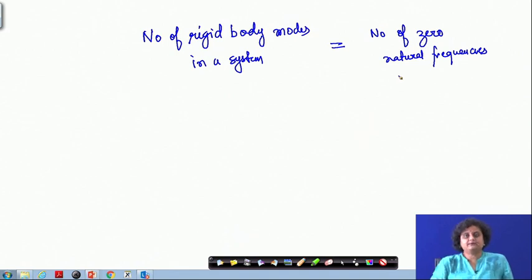So, if I have a system with 3 rigid body modes, we are going to see that 3 of the natural frequencies that we determine are going to be 0. Suppose I have a 10 degree of freedom system and out of which there are 3 rigid body modes, therefore, there would be 10 frequencies or 10 values of omega that we can evaluate. Out of these 10 values of omega, there would be 3 zero values of omega.